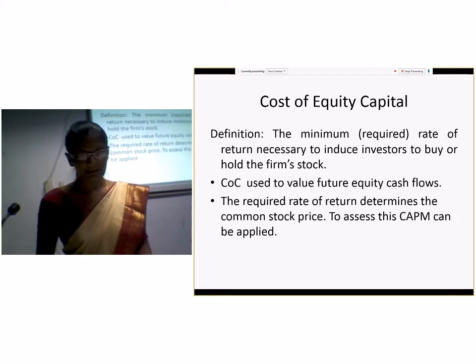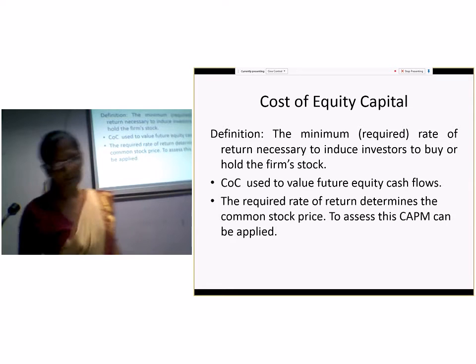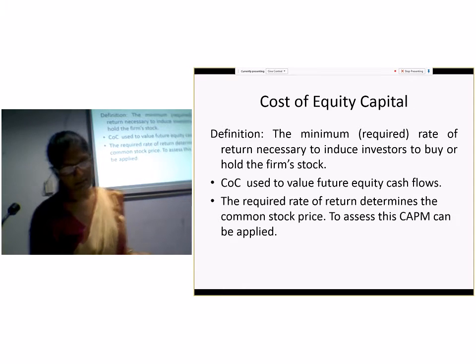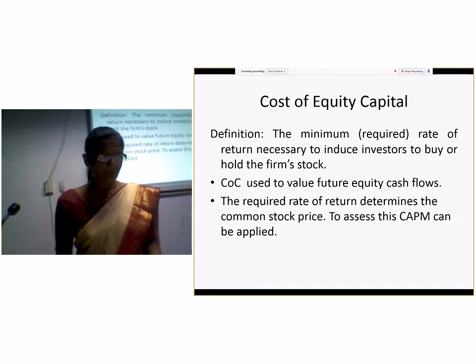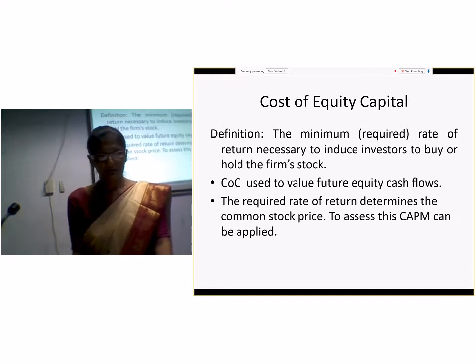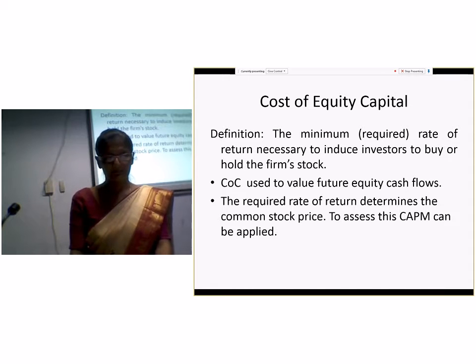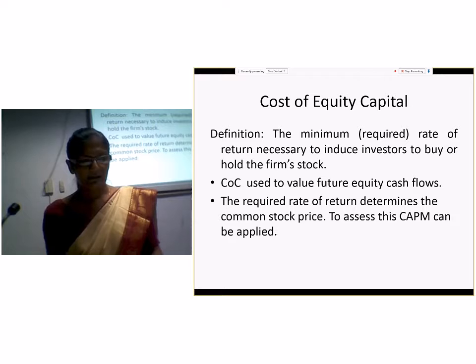The cost of equity is the minimum required rate of return necessary to induce investors to buy or hold the firm's stock. If we get the minimum required rate of return for the particular asset, we will be holding the asset with us, right? So the cost of equity is the minimum rate required by the investors, right? It is the cost of capital used to evaluate future equity cash flows. The required rate of return on equity determines the price of the common stock, right? The cost of capital is used to value the future equity cash flows.